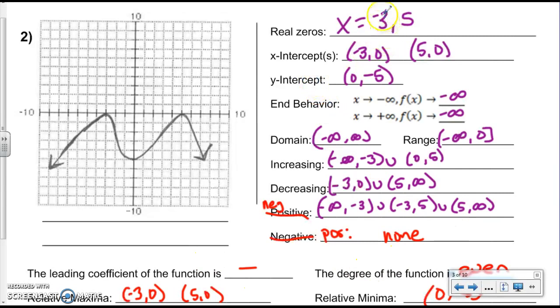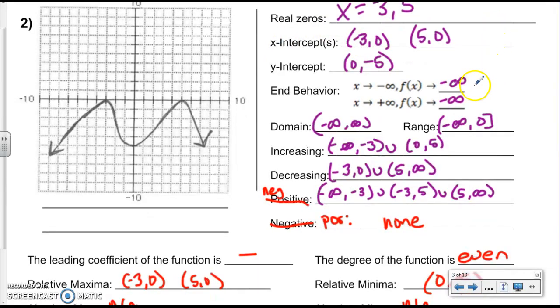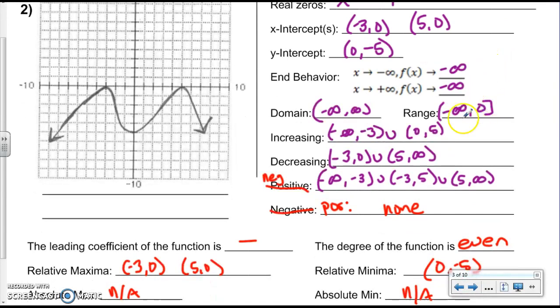So the real zeros are x equals -3 and 5. X-intercepts are (-3, 0) and (5, 0). The y-intercept is (0, -5). End behavior, both are negative infinity. Domain is always negative infinity to infinity. Range, this time it goes on forever to the bottom, but at the top it stops at 0, so that's why that's a little different.